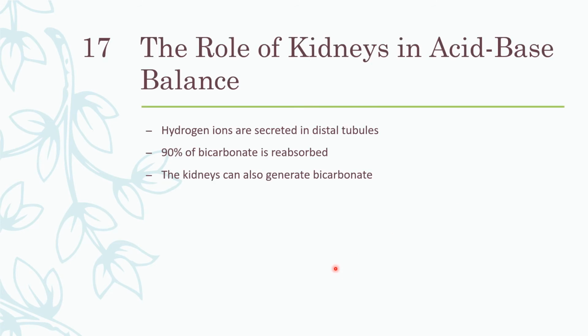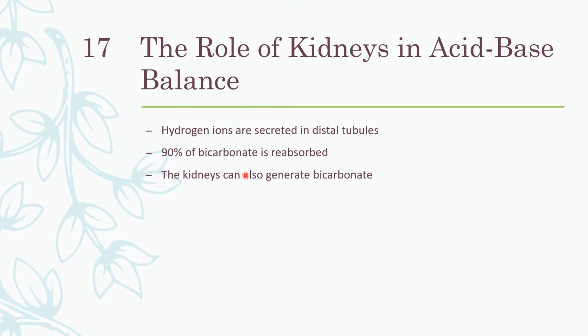Okay. Again, we said one of the other roles associated with the kidney, one of its other functions, was its role in maintaining acid-base balance, which we know is an important component of homeostasis. So hydrogen ions are secreted in the distal tubules. Again, 90% of our bicarbonate is reabsorbed. And when we think about the balance of acid and basic molecules, again, we want to maintain our level of acidity within this kind of narrow range.